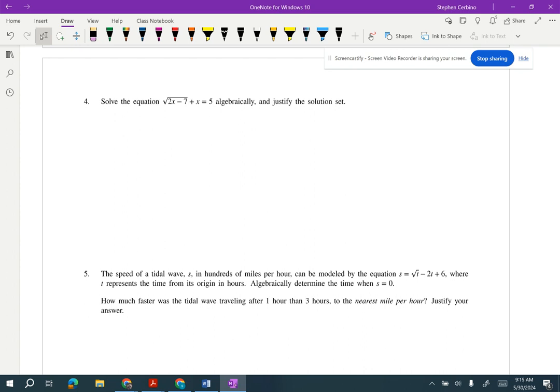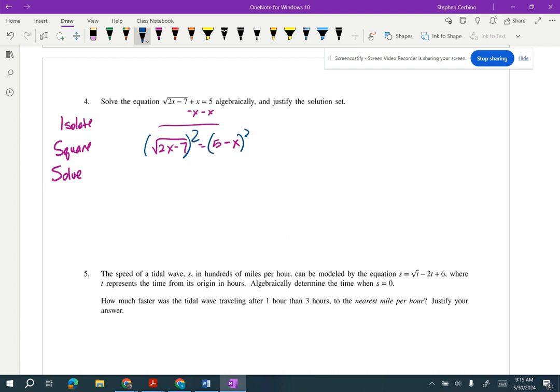So to do the algebra, we have to do ISS. Remember, isolate, square, solve. So to isolate this square root, I'm going to have to move the x to the other side. So I have the square root of 2x minus 7 is equal to 5 minus x. I then need to square both sides. So I square this side and I square this side. When you square a square root, it kind of eliminates itself. They're opposite operations. So we're left with this equation.